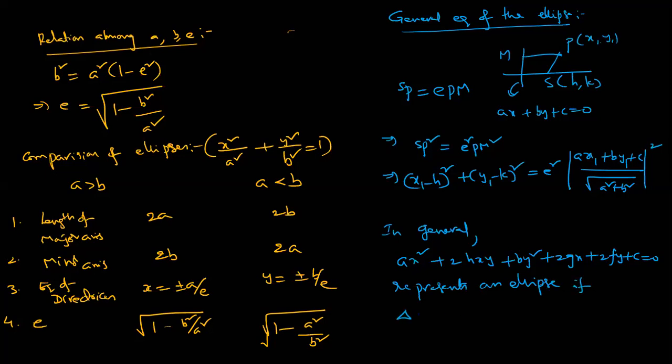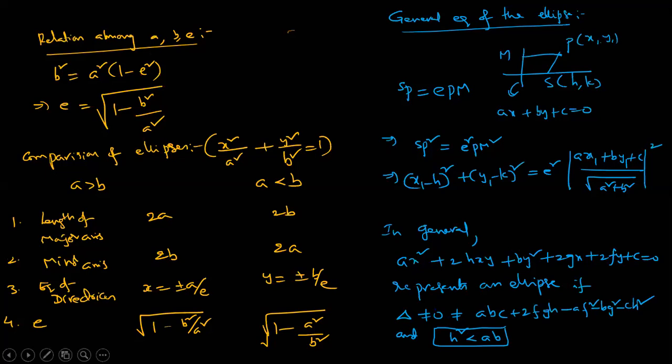Anyone? Delta must be not equal to 0. That is abc plus 2fgh minus af square minus bg square minus ch square, and h square is less than ab. So these points are very, very important. Please write down.